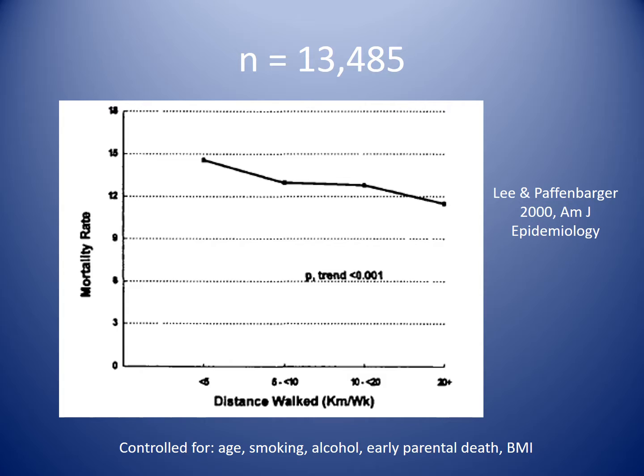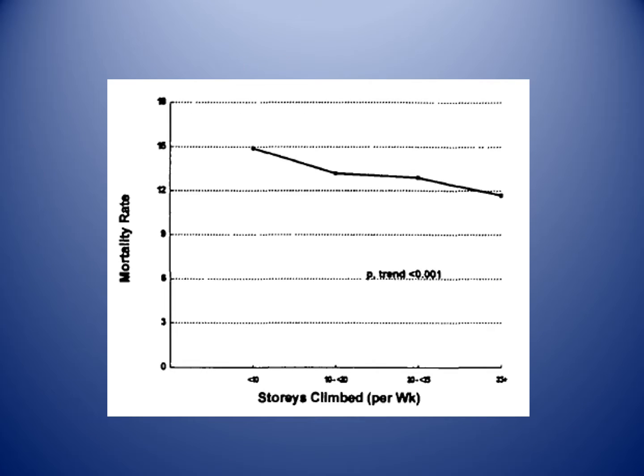So what you see basically is that those who walked the least had the highest mortality rate, and those who walked the most had the lowest mortality rate. This is set up the exact same way. The only difference is the x-axis is the number of stories or floors climbed per week of stairs. Same thing, climbing more stairs was associated with a lower mortality rate.